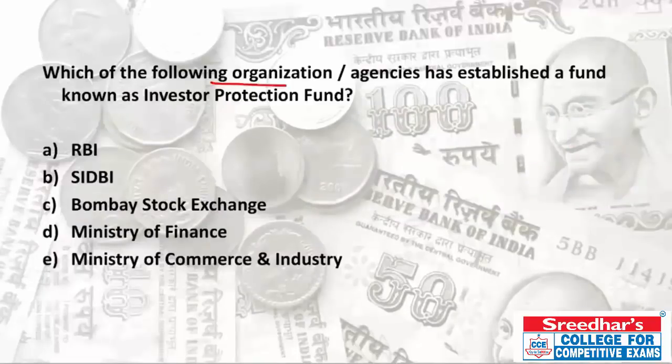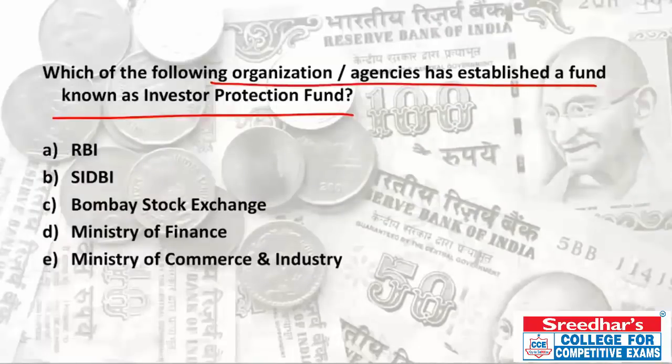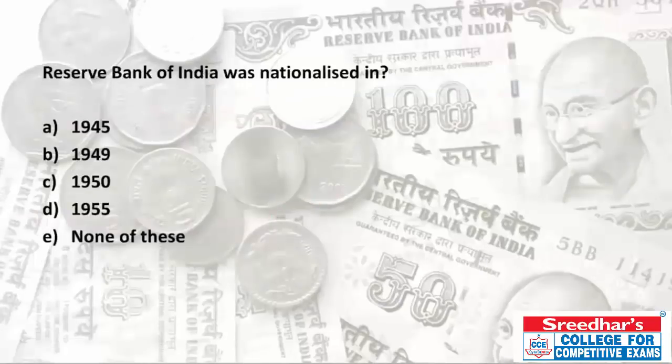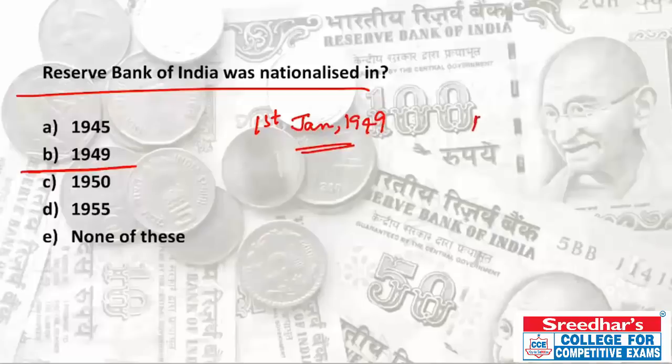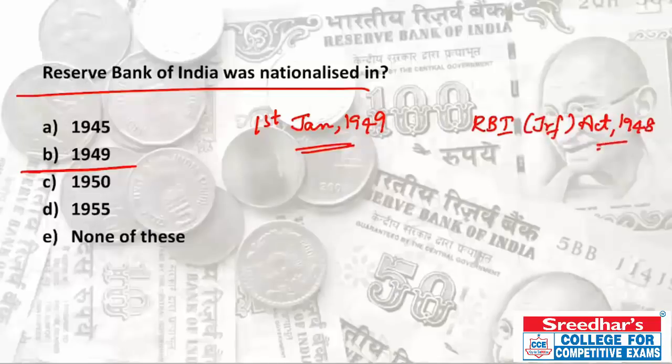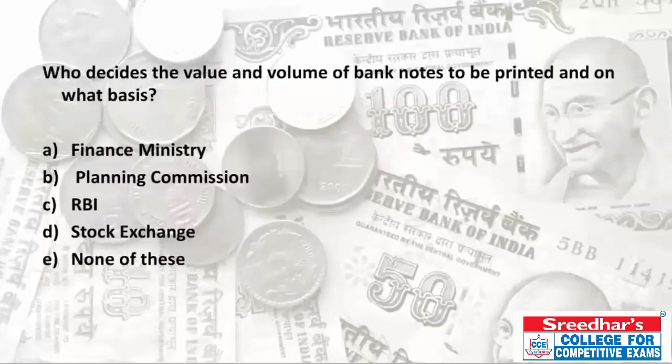Which of the following organizations or agencies has established a fund known as Investor Protection Fund? Bombay Stock Exchange. So the Bombay Stock Exchange has established a fund known as Investor Protection Fund. Reserve Bank of India was nationalized in 1949. The Reserve Bank of India was nationalized with effect from 1st January 1949 on the basis of the Reserve Bank of India Transfer of Public Ownership Act 1948. So all the shares in the capital of the bank were deemed to be transferred to the central government on payment of a suitable compensation.